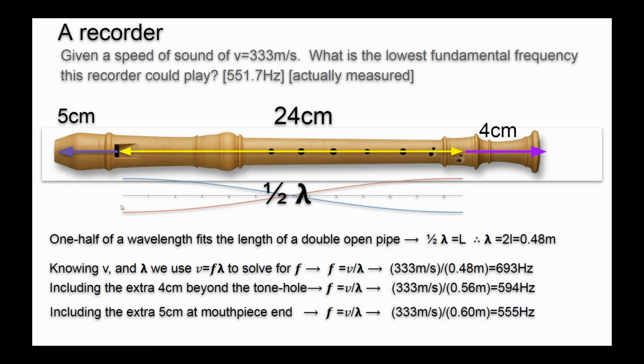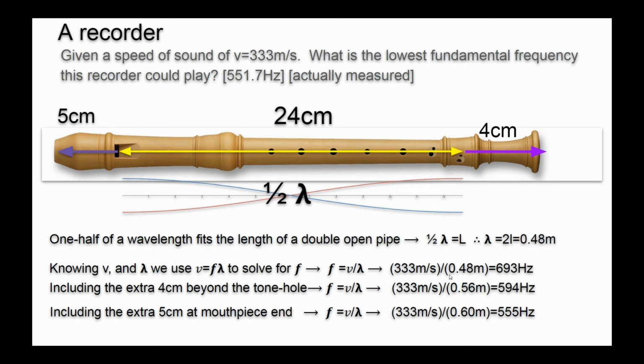So the recorder must end in an antinode. There'll be a node somewhere in the middle and another antinode where I opened the hole. And I measured 24 centimeters here. So what does that do for us? Well, 24 centimeters is half a wavelength, because this is half a wave. So if half a wave is in 24 centimeters, then 48 centimeters is a full wave.